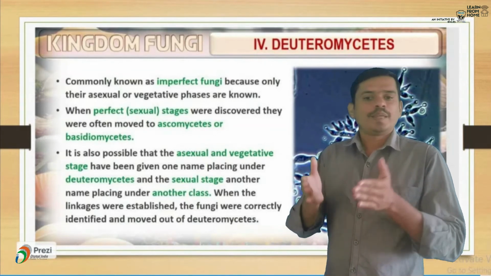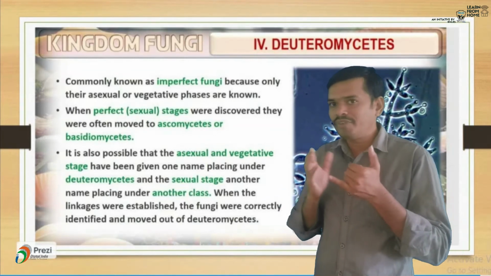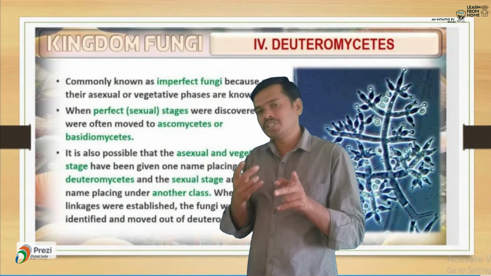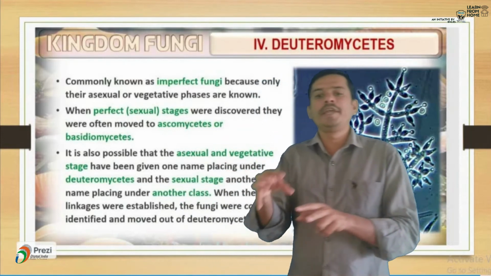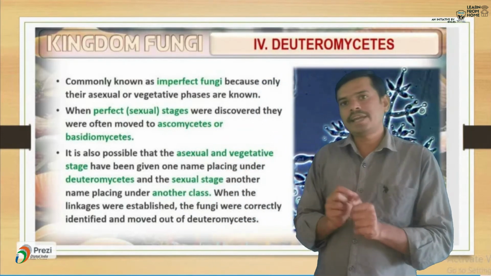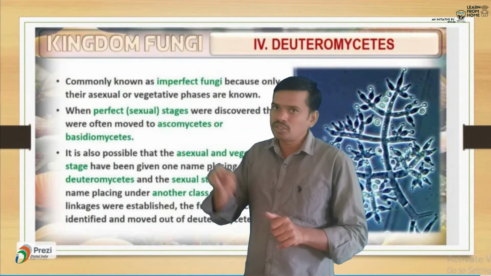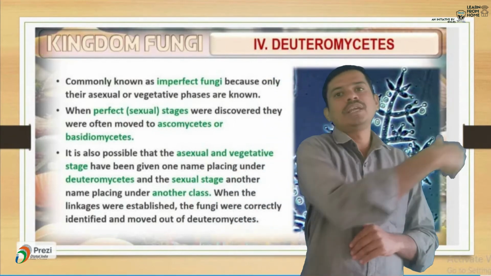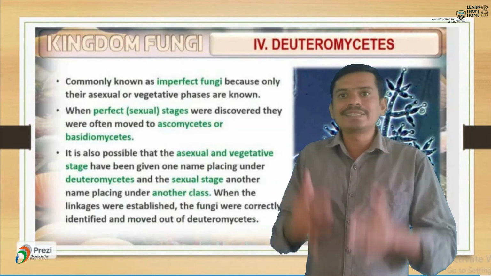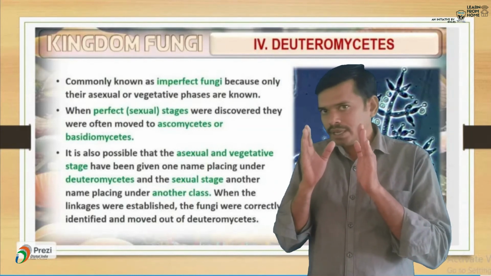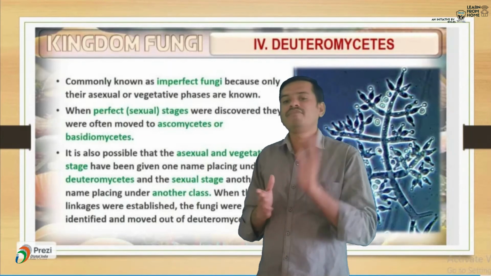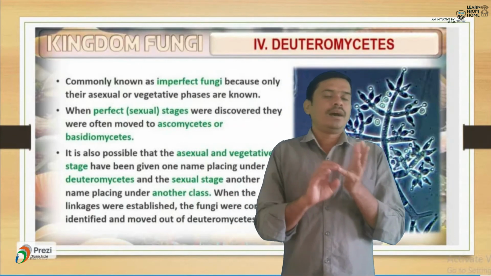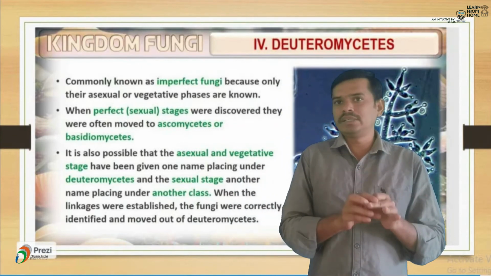It is called imperfect fungi because only their asexual and vegetative phases are well known. Based on asexual and vegetative reproduction, they are included in Deuteromycetes. When they go to sexual reproduction, they move to another class. So mostly vegetative and asexual reproduction commonly occur.